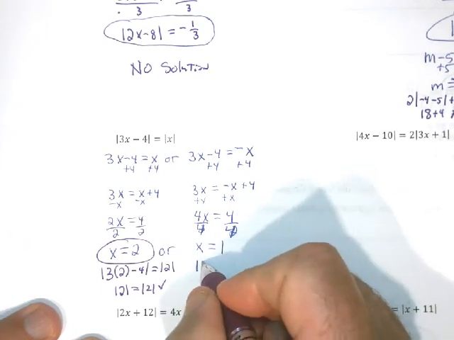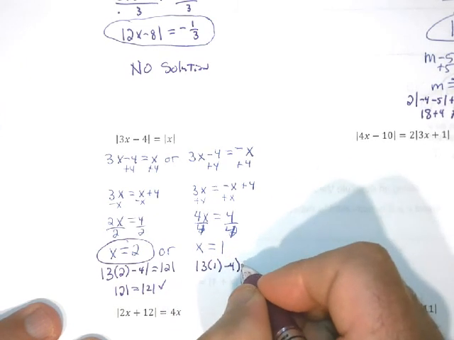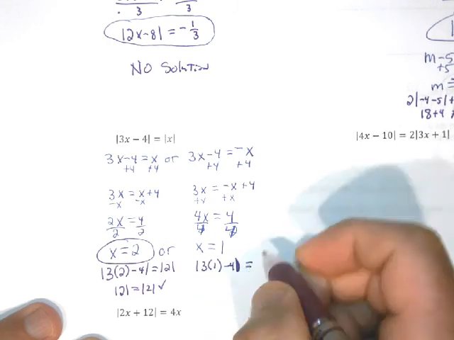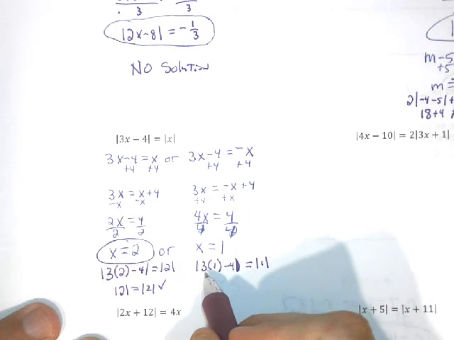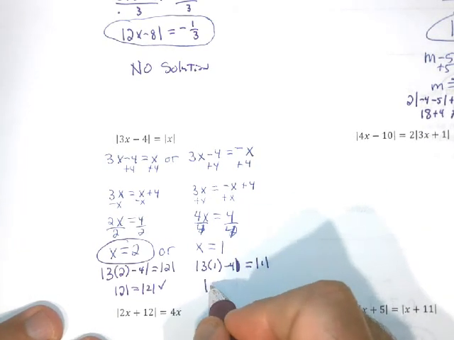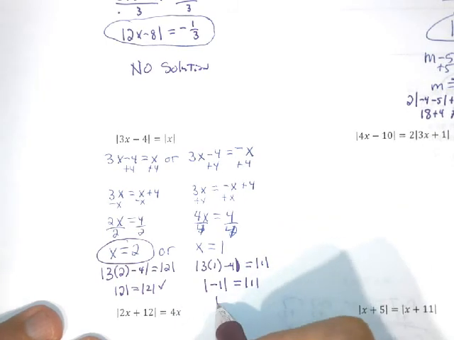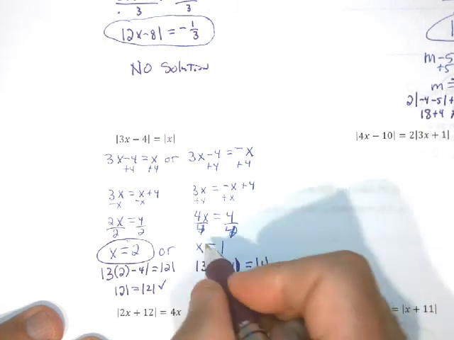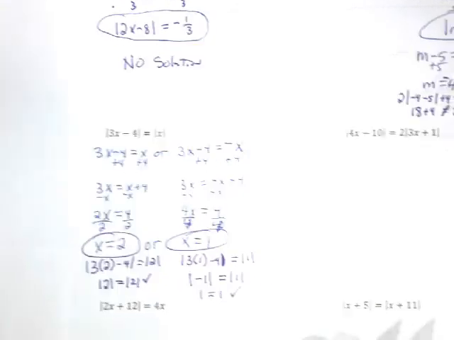Plugging this back in, my answer of x equals 1. So the absolute value of 3 times 1 minus 4, that should be a straight line, equals my absolute value of 1. Mental math, that becomes 3. Subtract 4 from that, that becomes the absolute value of minus 1, which equals the absolute value of 1. And we get 1 equals 1. So, yes, both of my answers work perfectly fine there.